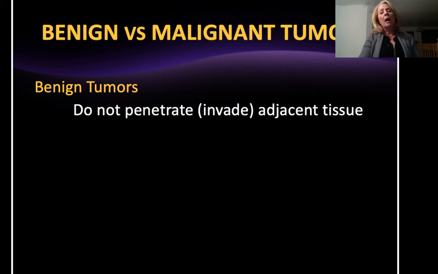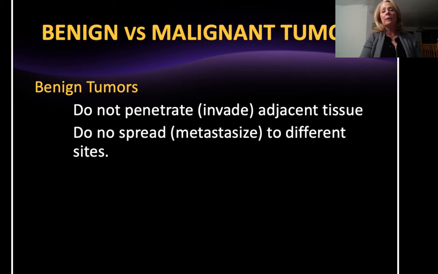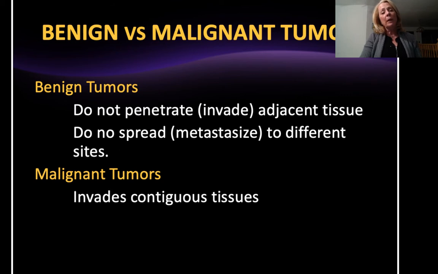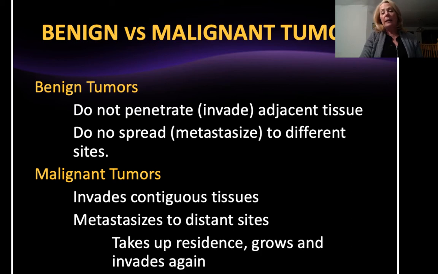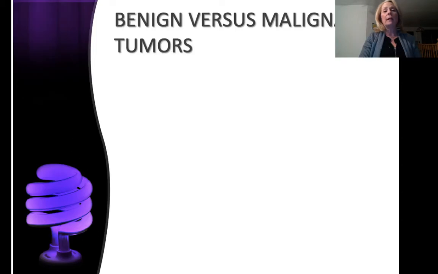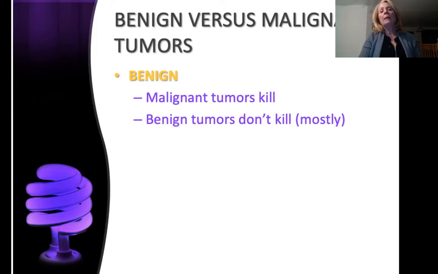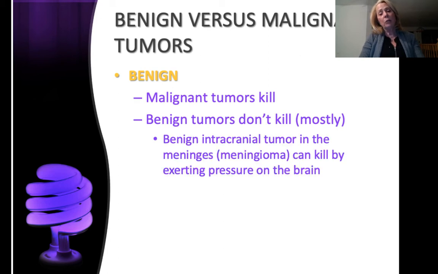So again, benign, these are tumors that do not penetrate or invade into adjacent tissues. They're not metastasizing to different sites, whereas a malignant tumor invades surrounding tissues and does metastasize. And it can take up residence and it grows, and then of course it can invade again. So benign versus malignant tumors: malignant can kill. Benign tumors mostly don't kill.